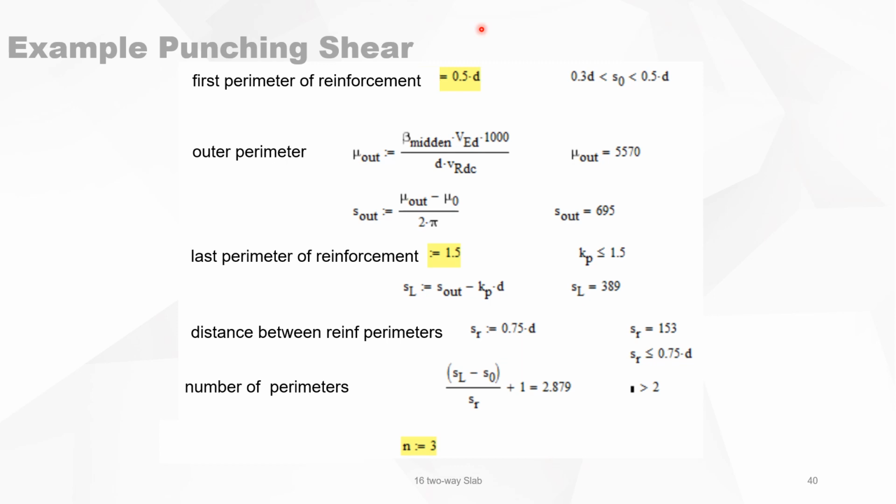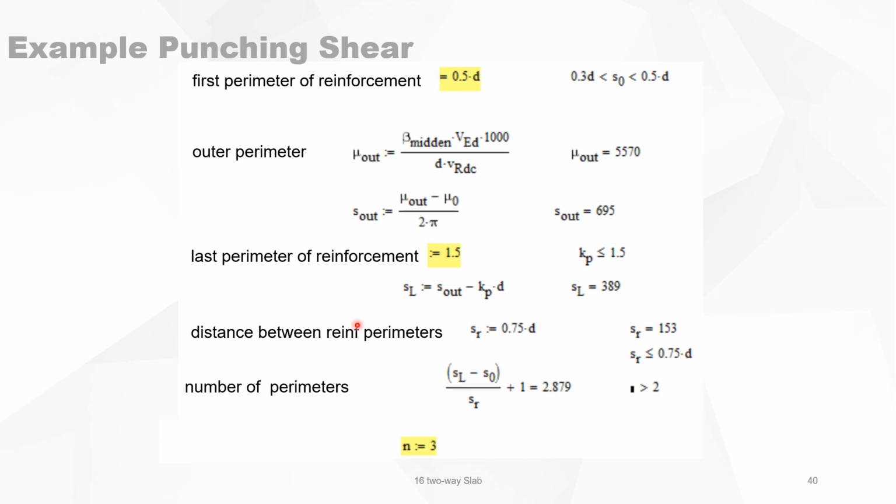Again, we put the first perimeter at 0.5D, then we look at the outer perimeter, and we put the last perimeter of reinforcement at 1.5D. So remember that the 1.5 is chosen by the designer. It must be smaller than 1.5, but you can use 1, you can use 1.2, 1.3, 1.4, and so on. The same happens for the first perimeter. You must have a figure between 0.3D and 0.5D. So that's why it's in yellow.